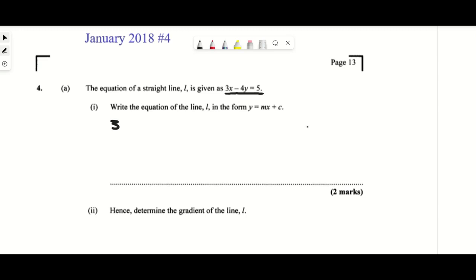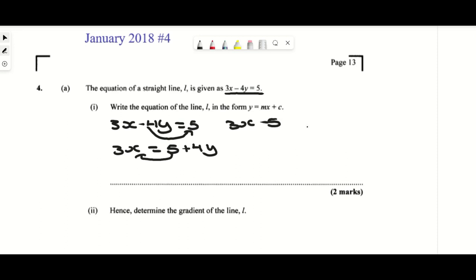So we have 3x minus 4y is equals to 5. We're going to carry across this minus 4y over the equal sign. So it's 3x is equals to 5 plus 4y. Then we're going to carry across this 5. So it's 3x minus 5 is equals to 4y.